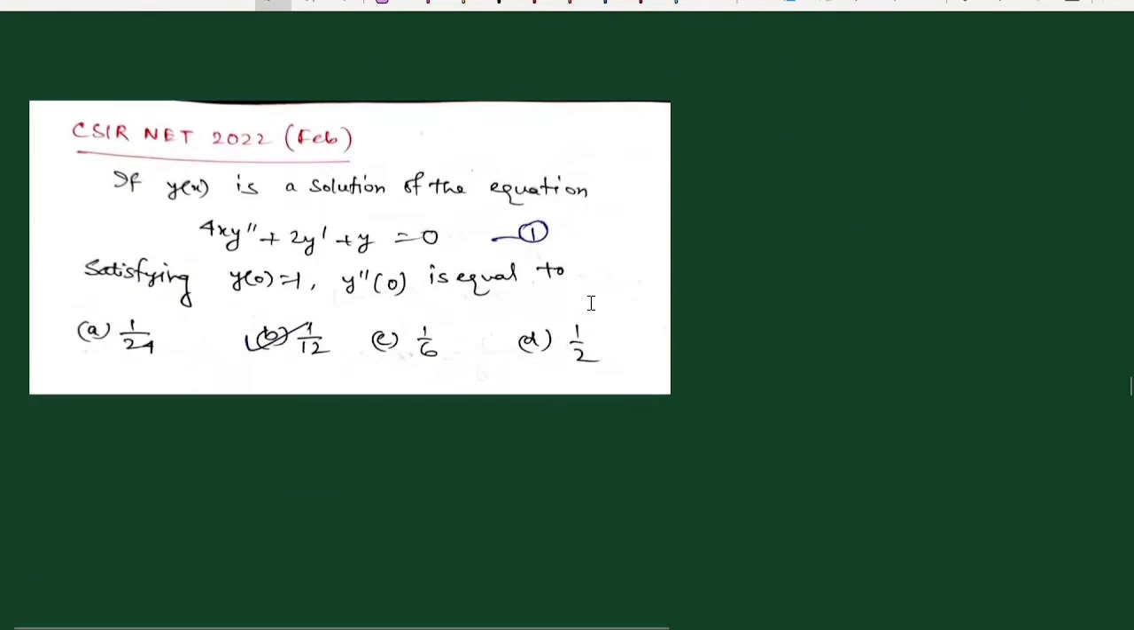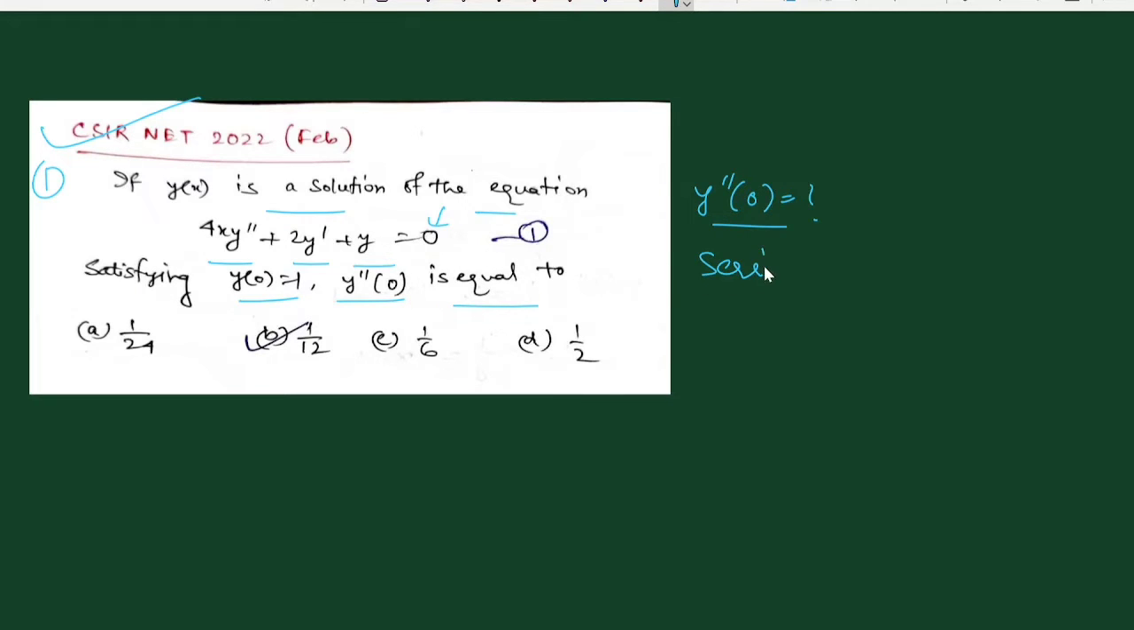So the question which came in June 2022, question 1: suppose y(x) is a solution of the equation 4x y'' + 2y' + y = 0, satisfying y(0) = 1 and y'(0) equal to something; we have to find the value of y''(0). This is clearly a homogeneous equation. You can solve this problem by using the series solution.